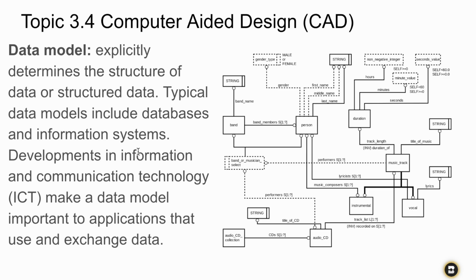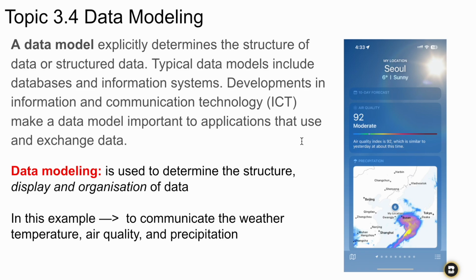We have data models. These explicitly determine the structure of data, or structured data. Typical data models include databases or information systems. They could be graphs also, or flowcharts, that kind of thing. Developments in information and communication technologies, that's ICT, make data modeling important to applications and use in the exchange of data. Here's an example of some data modeling right here.